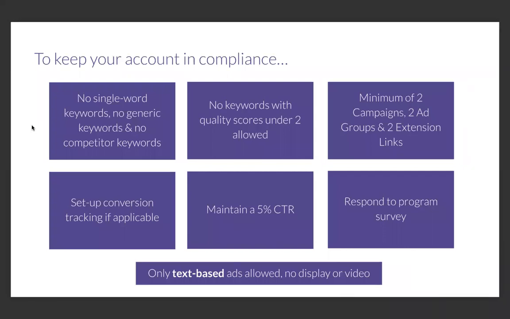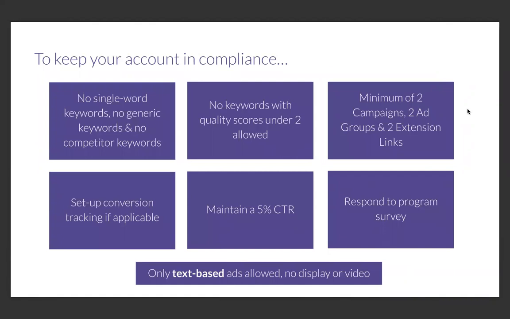There's also a thing called a quality score, which takes into account the effectiveness of your ads versus your keywords and all that stuff. You can't have a quality score of 2 or less when it comes to your keywords. There are ways to set rules to make sure that doesn't happen, but that's one thing a lot of people don't do, and they just happen to get deactivated because of this simple mishap. Another thing is you have to have a minimum of 2 campaigns. For example, you can have a branding campaign and a donation campaign. And then you have 2 ad groups, 2 extension links, and I'll get into a little more detail on that. You also have to set up conversion tracking.